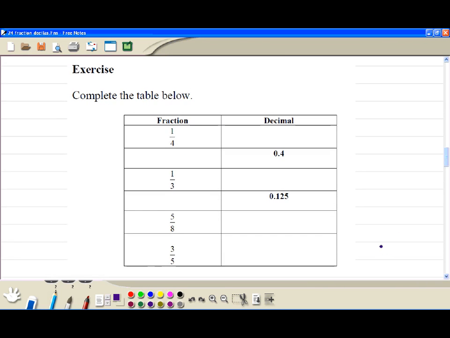Now try these questions yourself. When you've done them, then check the answers.